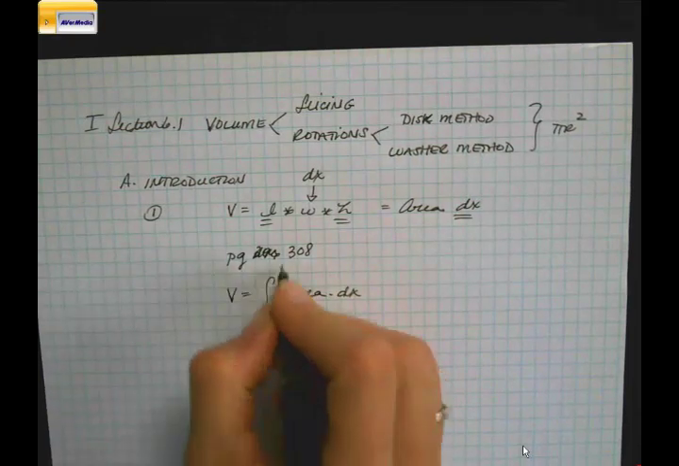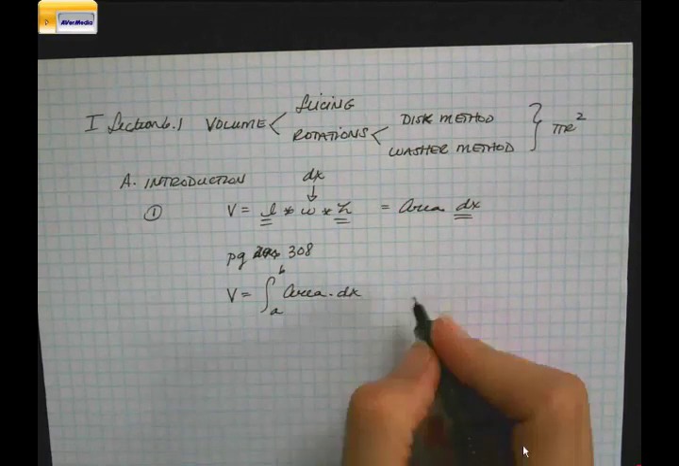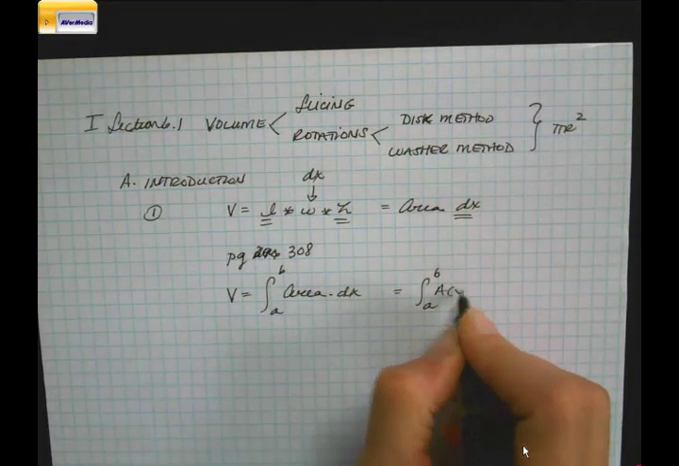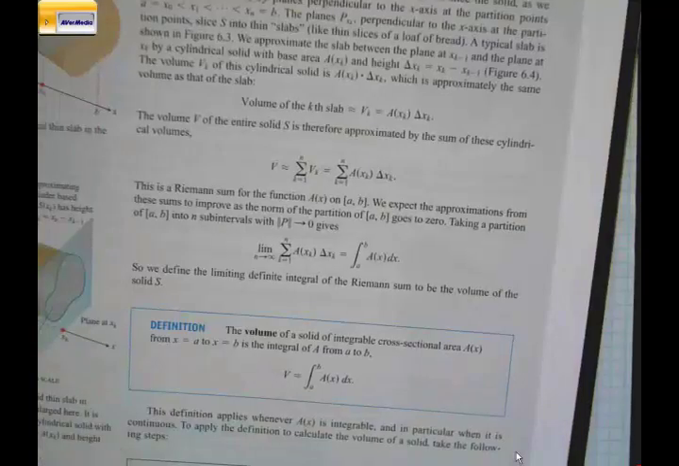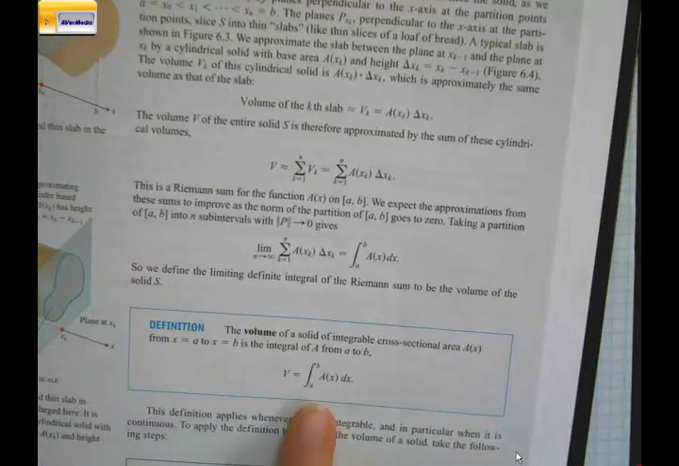So it starts looking like the volume of this three-dimensional object is integrating the area times the width. And so this, if we look at it in terms of x, was what they refer to as A of x times dx, which you'll also find in a box on the adjacent page in the textbook right here. The volume of a solid of integrable cross-sectional area A(x) is given here.